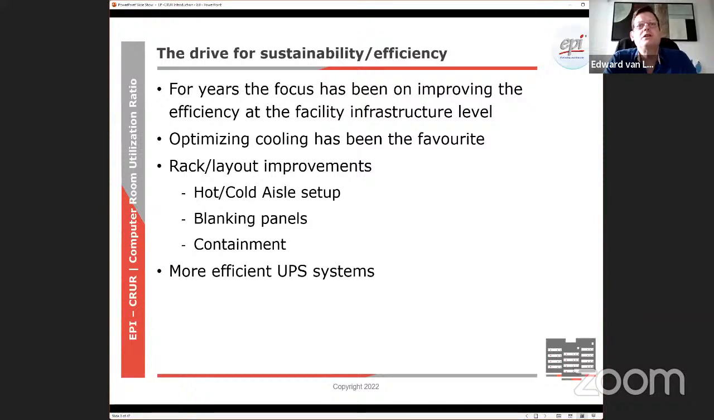So we're facing quite a lot of challenges in that sense. So when we look at, say, the sustainability and the drive for efficiency, traditionally, what we have seen is that the focus was really more on the infrastructure level. Cooling, as you know, is typically one of the biggest power consumers in data centers, and that was, of course, a candidate that was attacked first. So you will see here that most of the data centers, and I'm sure if you run data centers, you've done the same, we started looking at putting up the hot and cold aisle, blanking panels, containment systems, etc., trying to maximize the cooling efficiency. And we also typically looked at implementing potentially more UPS systems that have a higher efficiency rating.